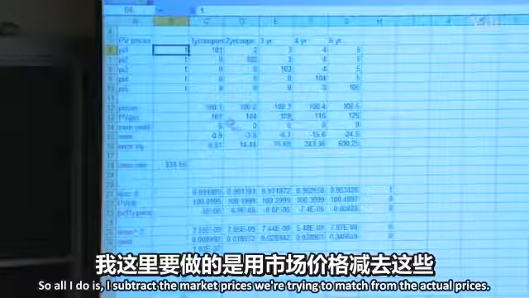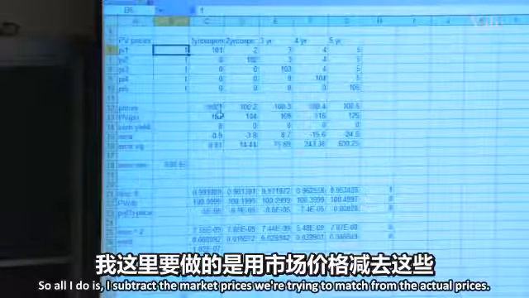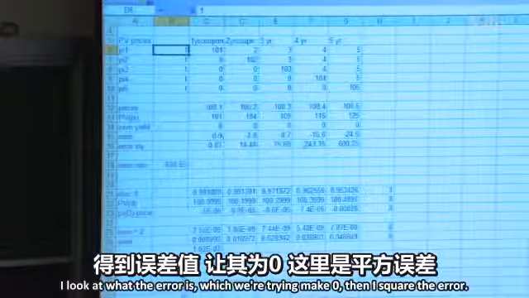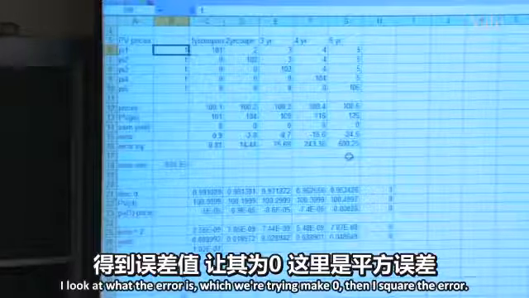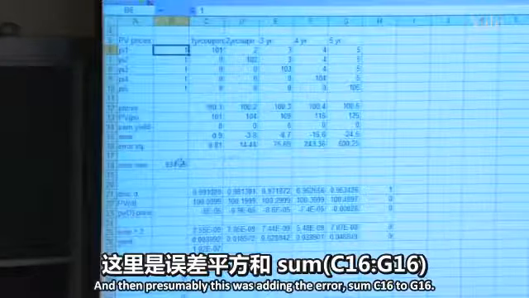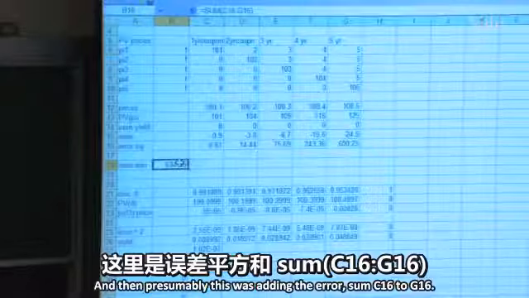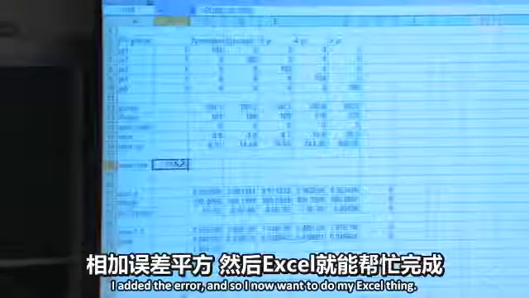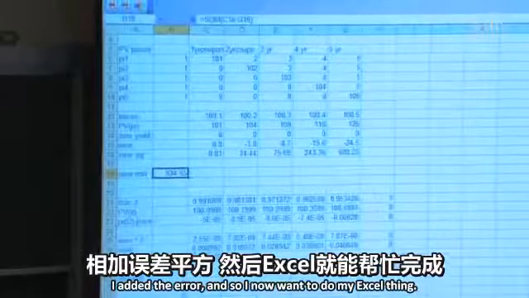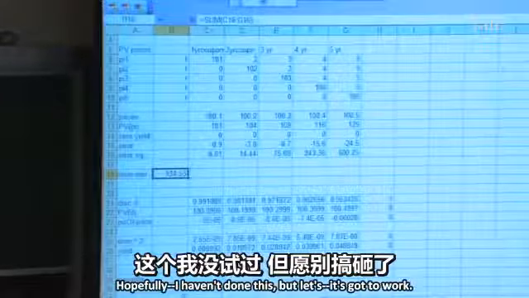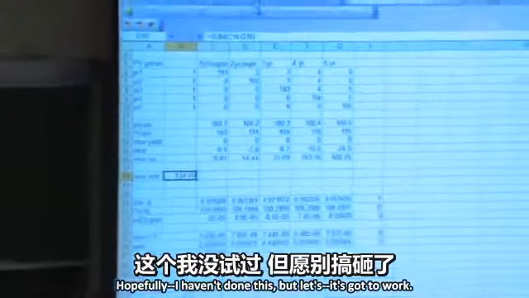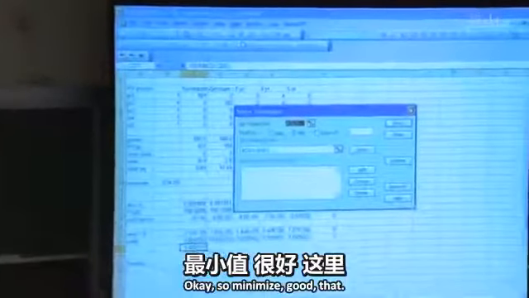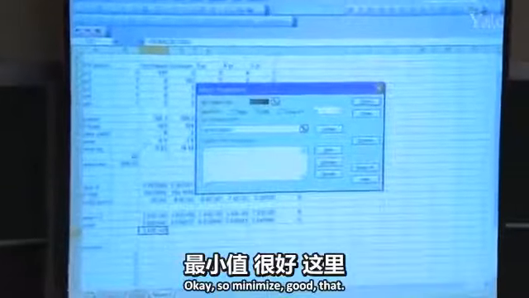Okay, so all I do is I subtract the market prices we're trying to match from the model prices. I look at what the error is, which we're trying to make 0. Then I square the error. And then I added up the errors, from C16 to G16. And so now I want to do my Excel thing. And hopefully I haven't done this, but it's got to work.